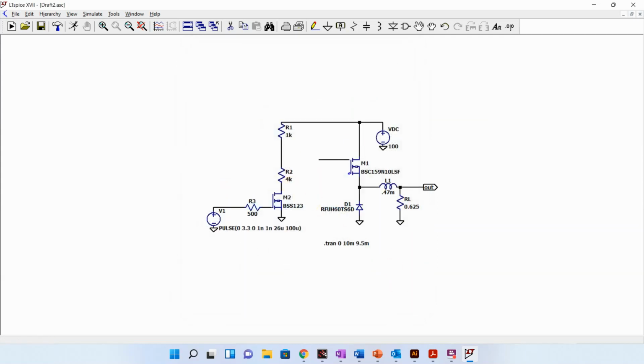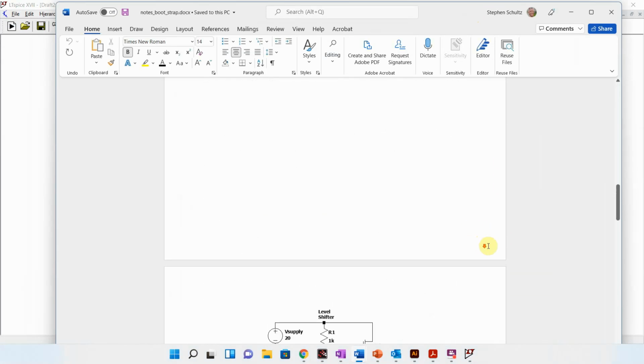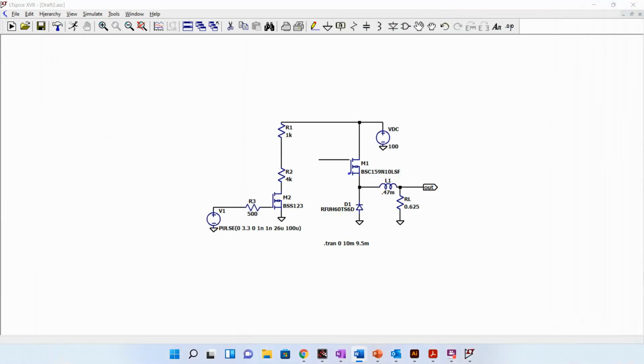Okay, so now we need to build our bootstrap circuit. So if I go and review what my bootstrap circuit looks like, so here is my bootstrap circuit. I'm going to have a small signal diode here, and then I have a capacitor that's connected between the source up through the capacitor, through the resistor over to the gate. So let's go ahead and build that.